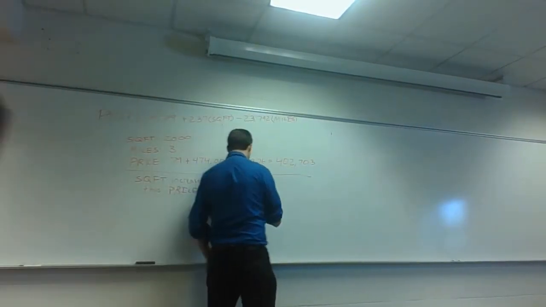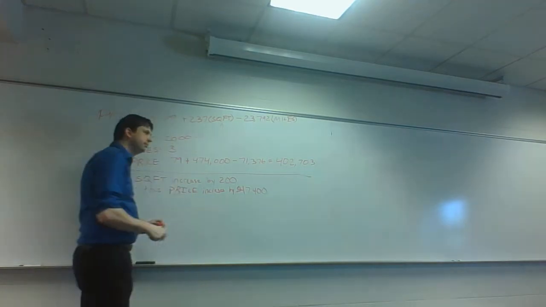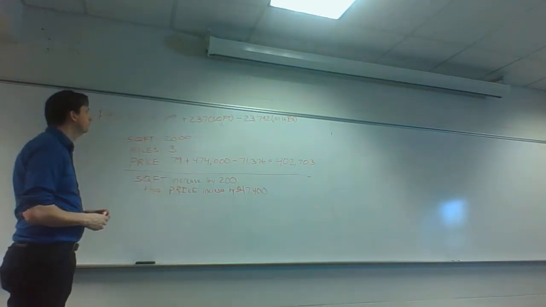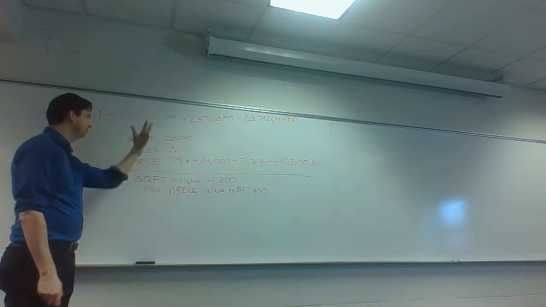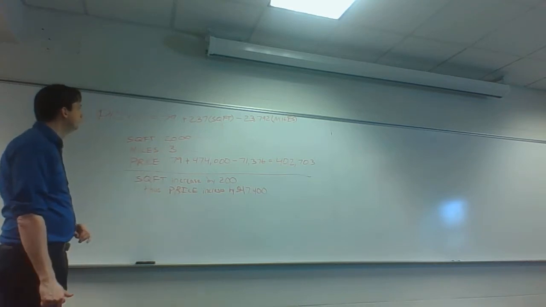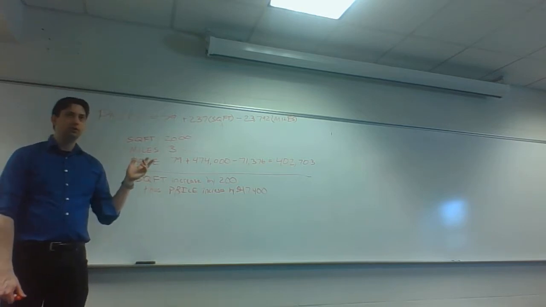How did you get that, Adam? Because you're just increasing the square feet variable by 200, so it's just one zero. So 237, you just said before, was 474,000. So one zero is 47,400. Is anyone confused about what's going on?